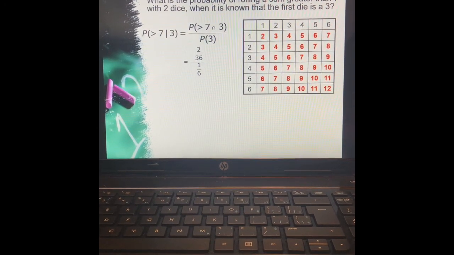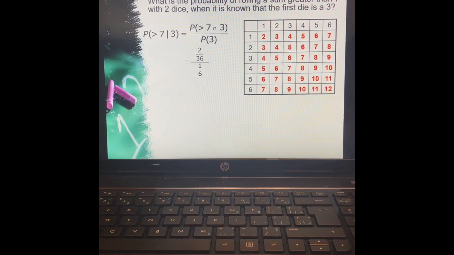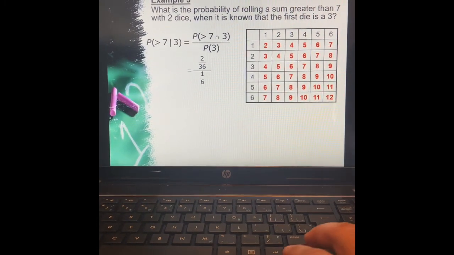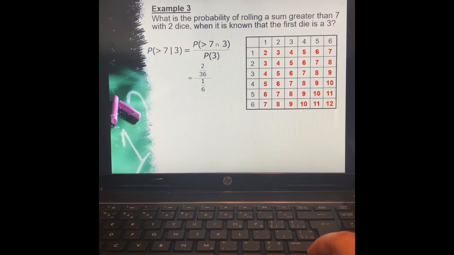So at the end of the day, 6 out of 36 is 1/6. It's the same answer. And you end up with a cancellation of the 36 denominator.